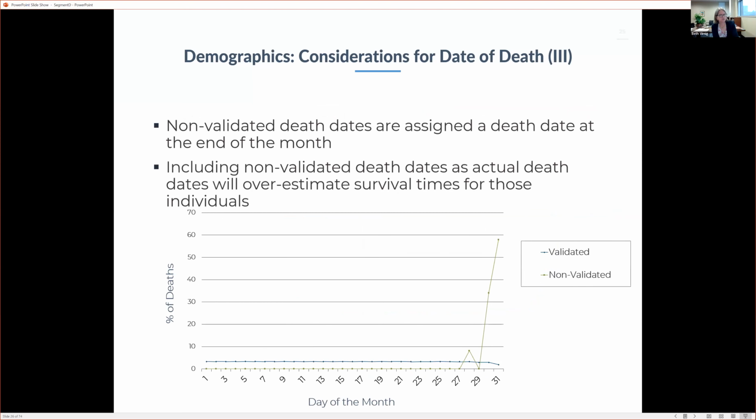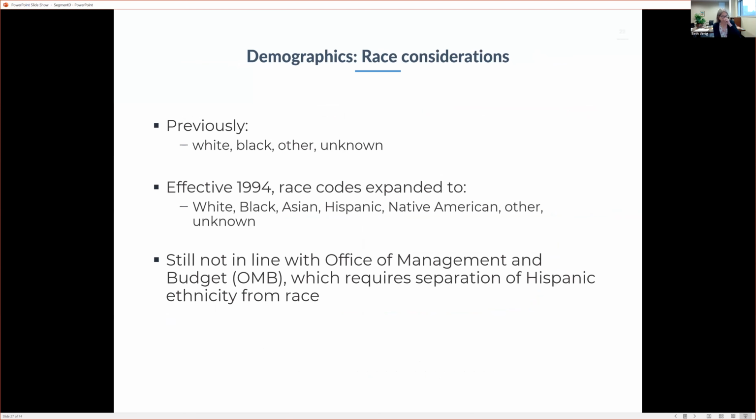Again, this is just more showing the same. In terms of race, previously, back before 94, back when I first started using the data, race was coded as white, black, other, and unknown. And in 94, race was expanded to include white, black, Asian, Hispanic, Native American, other, and unknown.